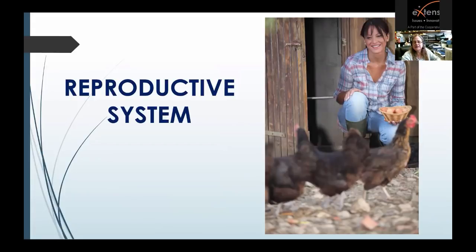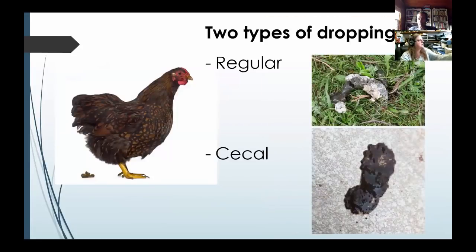Not seeing any questions. We will go on to the reproductive system, which is the second main source of income. Is there a question? Yeah, Andres says, what's the difference between cecal poop and regular? Yeah, that was the pictures. This is the cecal at the bottom and the fecal material at the top. The cecal is only usually excreted about once a day. The regular poop, I mean, chickens poop all the time.